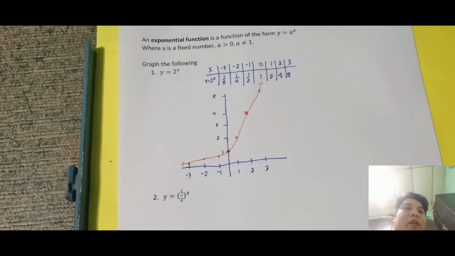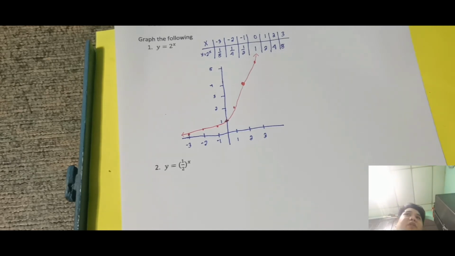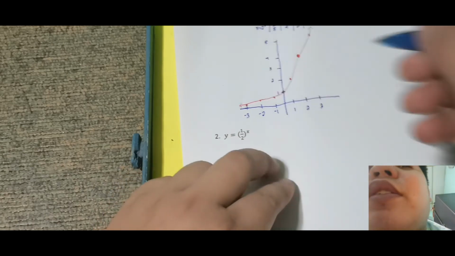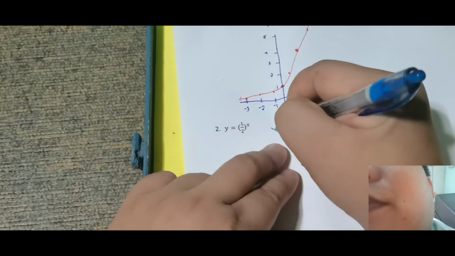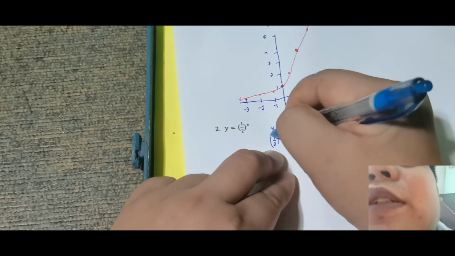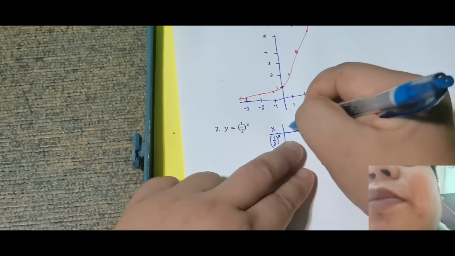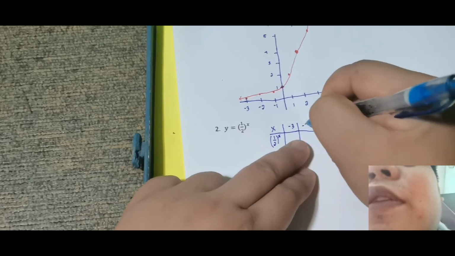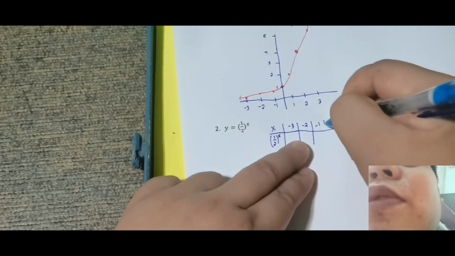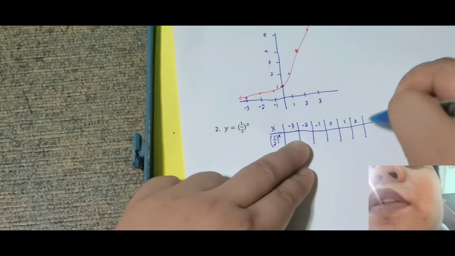Okay, so next is, graph natin to. If you have y is equal to 1/2 raised to x. So ito medyo kakaiba, no? So parang opposite siya nun, actually, in terms of graph. Pero check natin, gawa tayo ng table of values. So ito yung x. Then ito yung 1/2 raised to x. Okay, so again, negative 3, negative 2, negative 1, 0, we have 1, we have 2, we have 3.